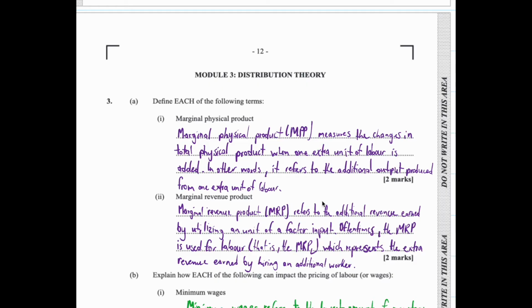Marginal revenue product, MRP, refers to the additional revenue earned by utilizing a unit of a factor input. Oftentimes, the MRP is used for labor. That is the MRPL, which refers to or represents the extra revenue earned by hiring an additional worker. So we kind of show the application of the MRP to an actual factor input, which is labor.